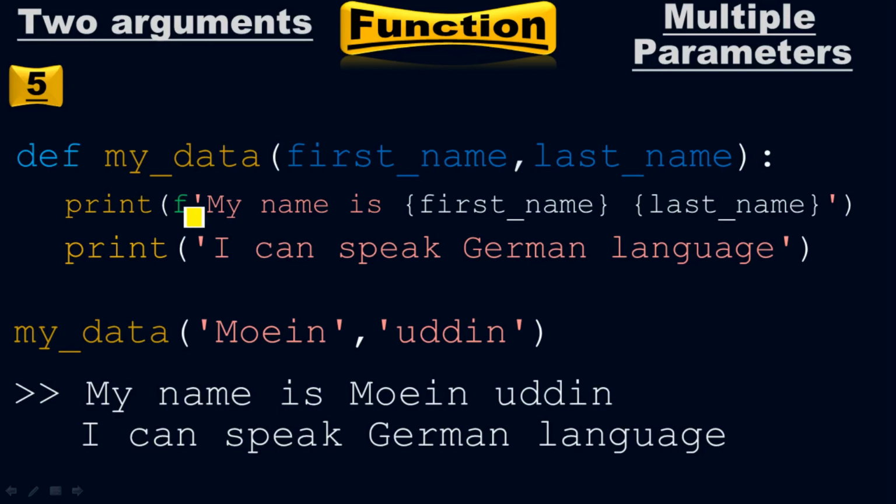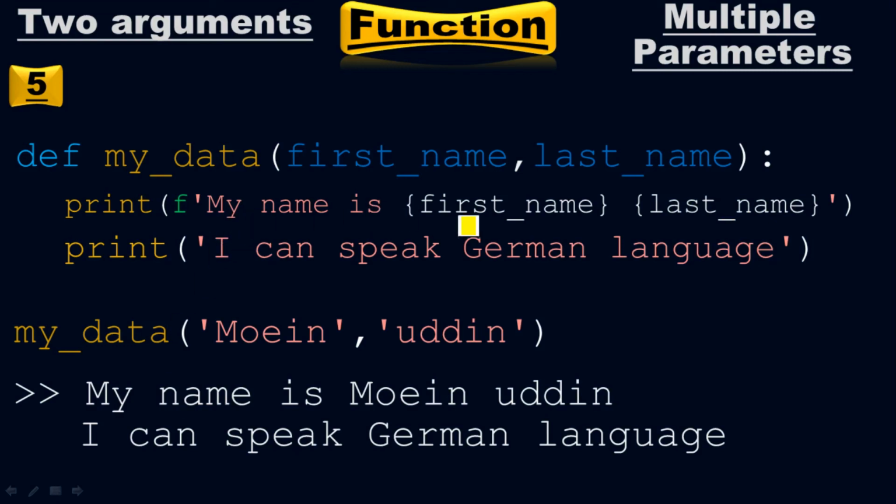For the formatted string, you have to put F, which stands for formatted string, and then my name is, and then first name inside the curly brackets. The first name is Moein, and then a space. If you put a space, you will get a space. If you don't put a space, you won't get a space here. So space, and then last name inside the curly brackets. So you will get exactly the same thing.